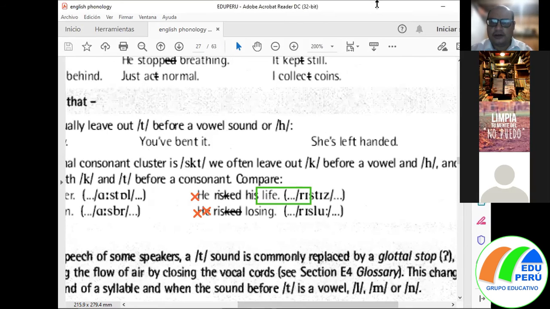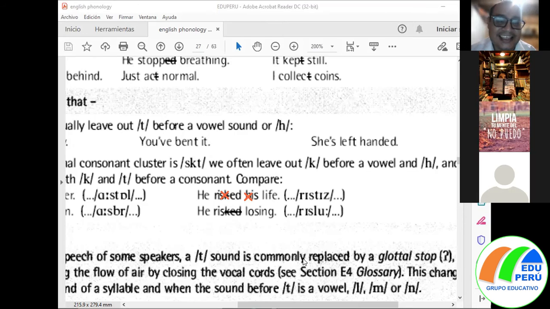The other one, first in a slow way. He risked, and notice this is tricky to pronounce. It's so tricky. He risked his life. So what do you do? You omit the sound ka, and you say he risked his life, risked his, and also you omit the sound ha. He risked his life.